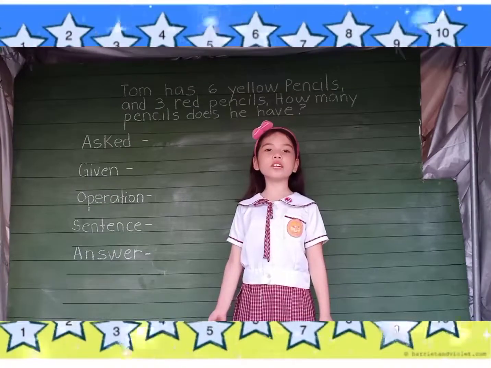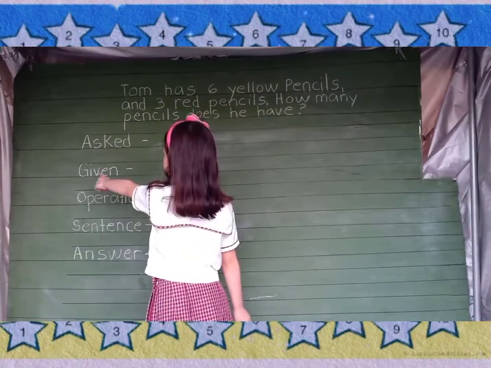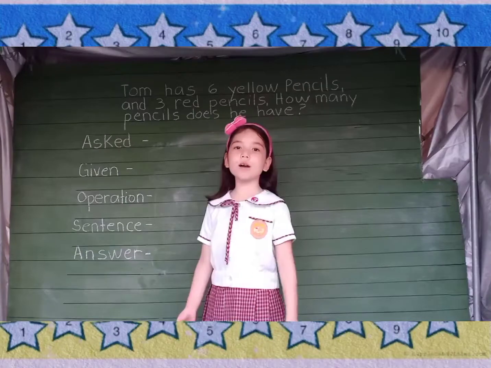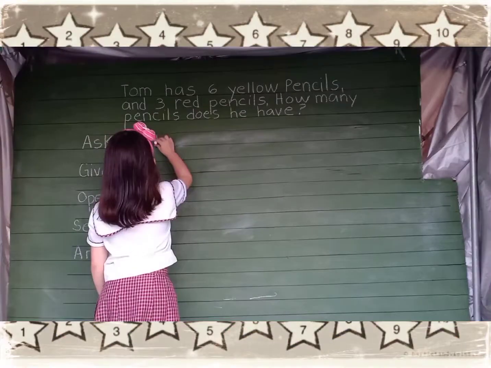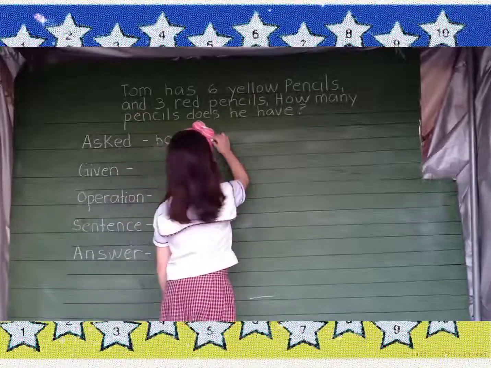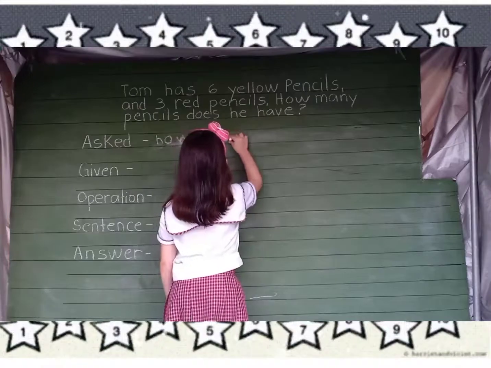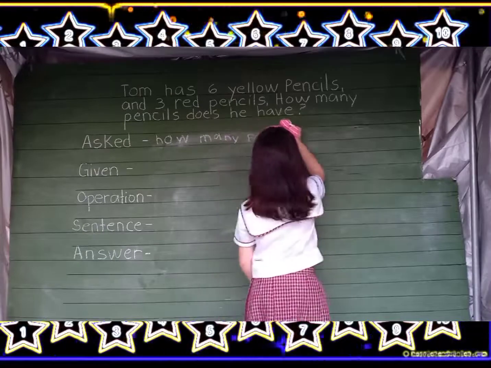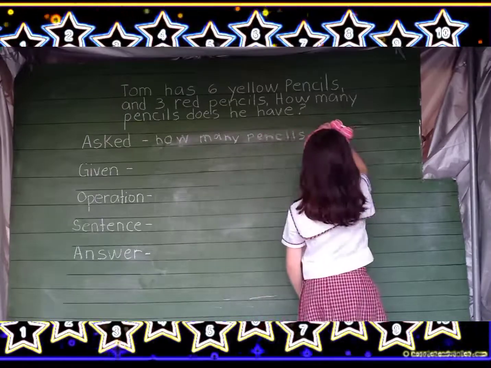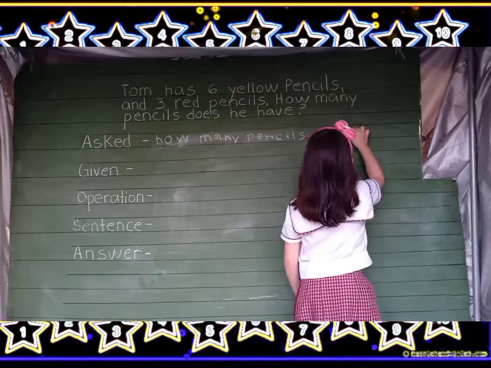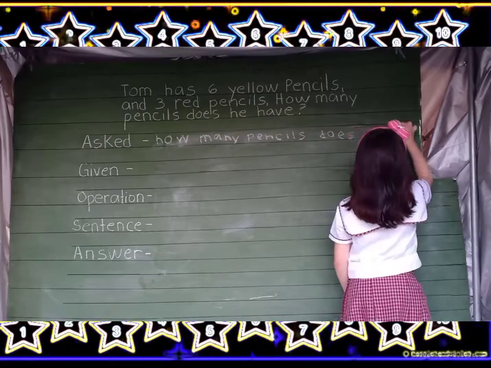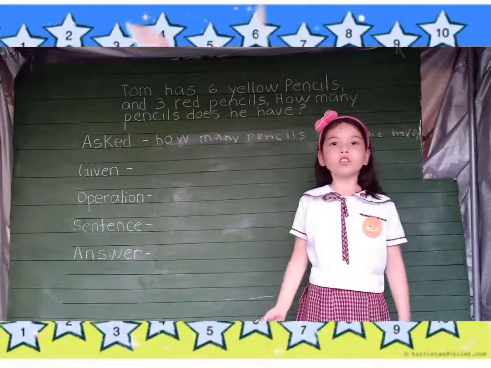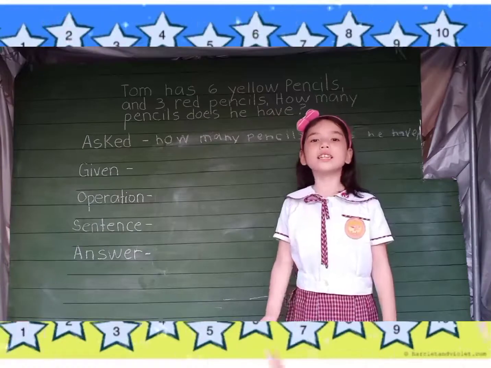So the first thing we do is we have here as given operation sentence answer. So what is asked about? The asked is how many pencils does he have?